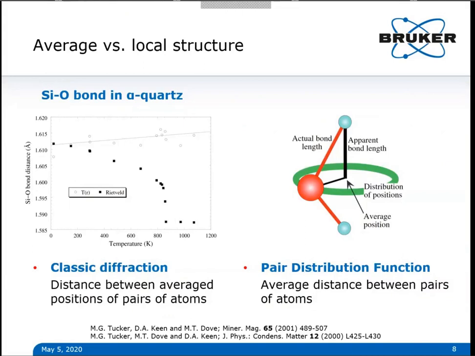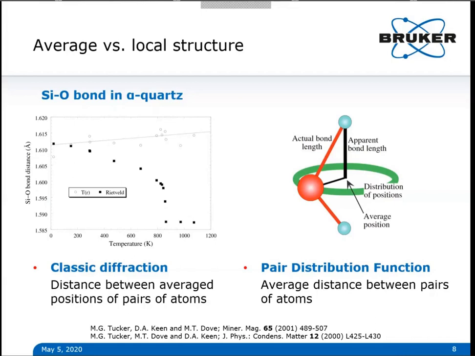A classic example illustrating this difference between the average and the local structure is the silicon oxygen bond length across the alpha to beta phase transition in quartz, which is shown here on this slide. The plot on the left shows, with the black squares, the silicon oxygen bond length determined by Rietveld analysis. And you see that they drop at the phase transition around 846 Kelvin, so a shortening of the silicon oxygen bond at the phase transition on heating. That doesn't really make much sense.